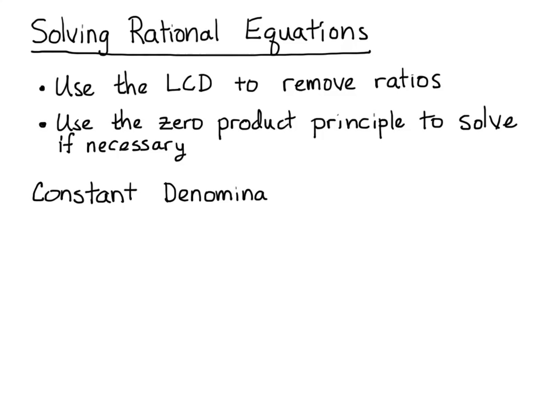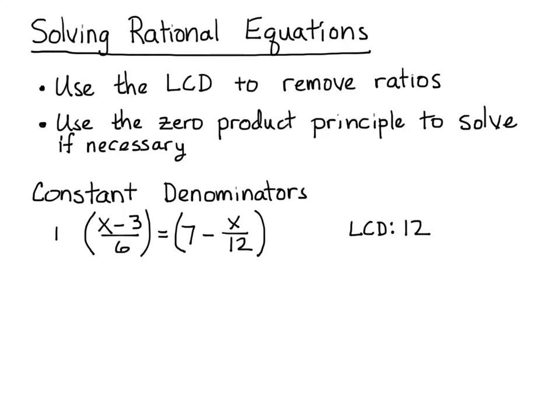And the easiest case is when we have constant denominators. Okay, I think we've even done this earlier this year. But let me show you the method with the LCD or the LCM. LCD is the lowest common denominator, and LCM is least common multiple, so it's numerically the same thing. So we're going to multiply both sides by 12.